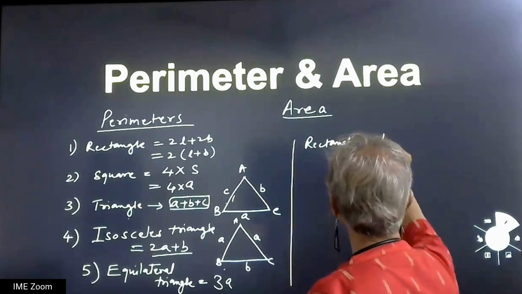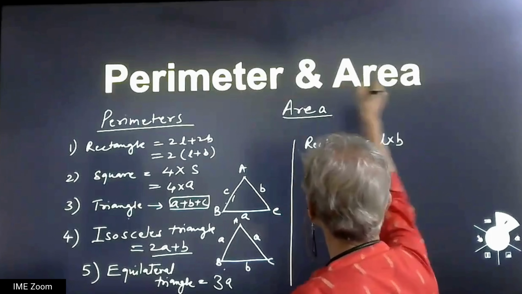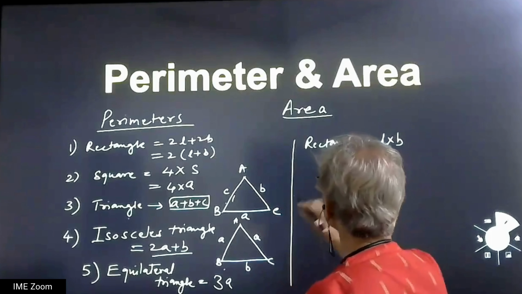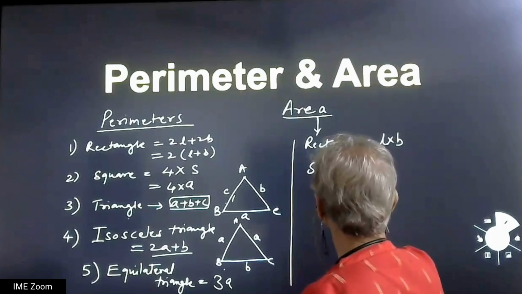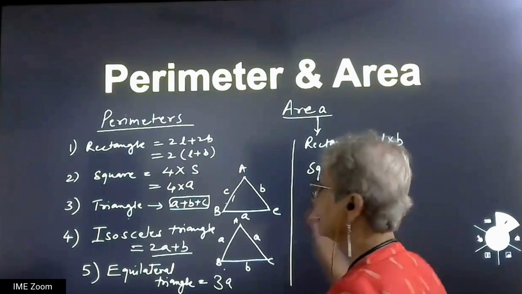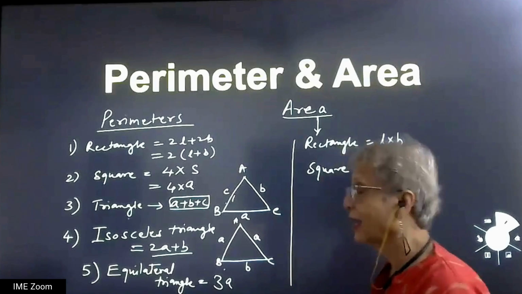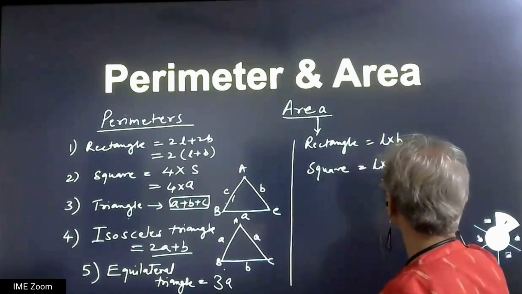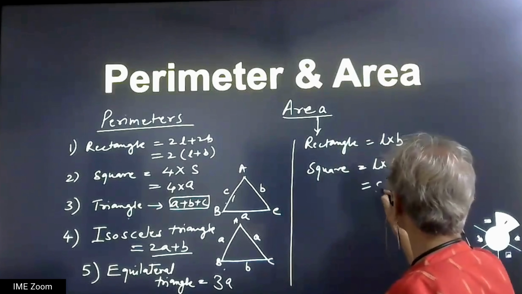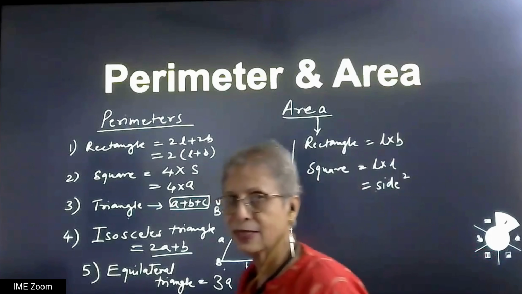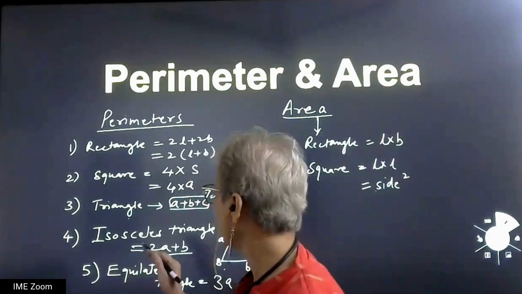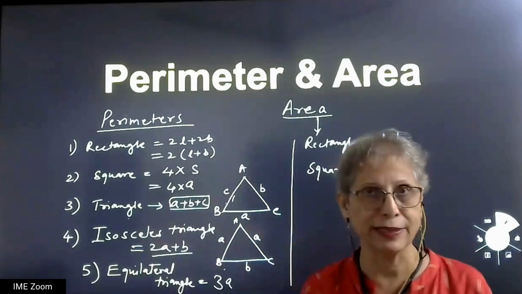It is length into breadth. Length into breadth, this is the area of a rectangle. And then a square. Here it is also length into length, but both the lengths are the same, and that is why it becomes L into L, or we can call it side square.